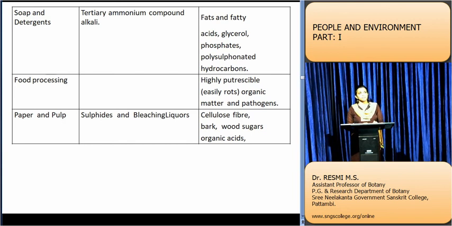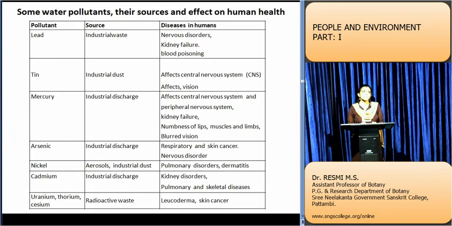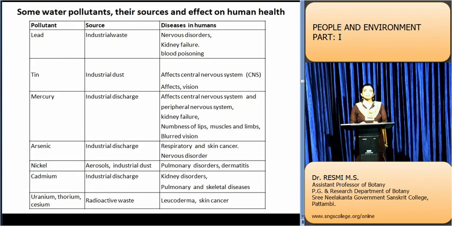And from the food processing industry, since food is an organic compound, it doesn't spill any inorganic pollutant into water bodies, but it can spill organic pollutants such as highly putrescible, that is easily rotting organic matter, and pathogens into the water bodies. Not only that, the paper and pulp industry can spill both organic as well as inorganic components into the water bodies. In inorganic form, it discharges sulfide and bleaching liquors, and in organic form it spills certain cellulose fibers, bark, wood, sugars, organic acid, etc. So, these are the major pollutants in the water.